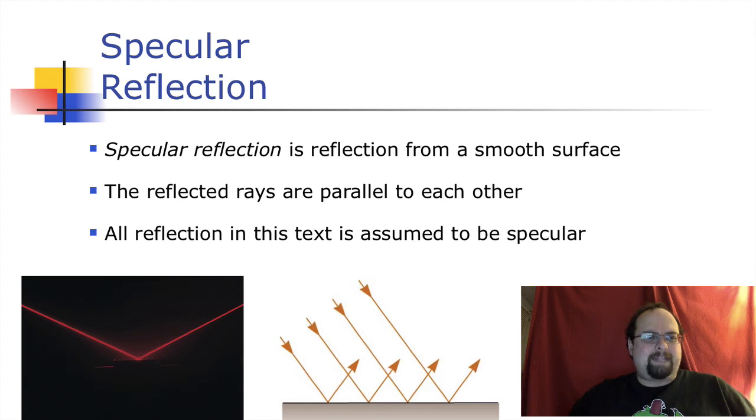So we really can't solve a problem that doesn't have specular reflection, because if you've got a rough surface, it's going to be chaotic and go all over the place, and there's no single answer for all of the photons together. So this is the only thing that we can do.